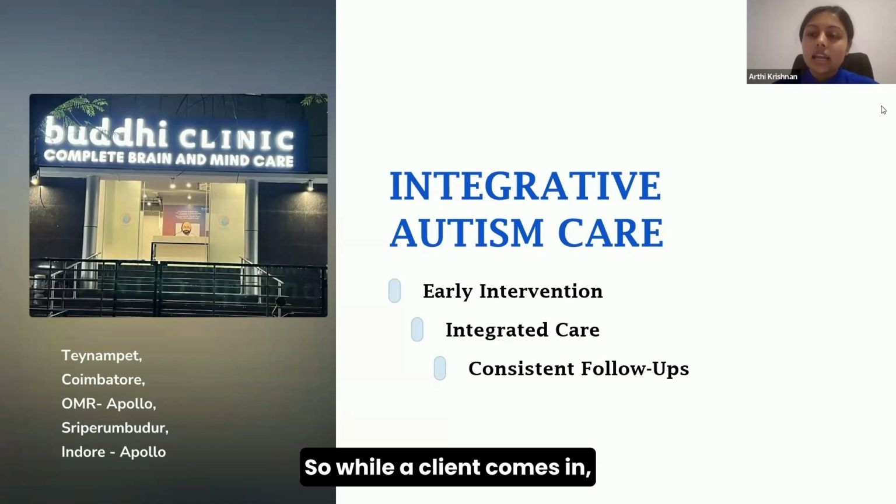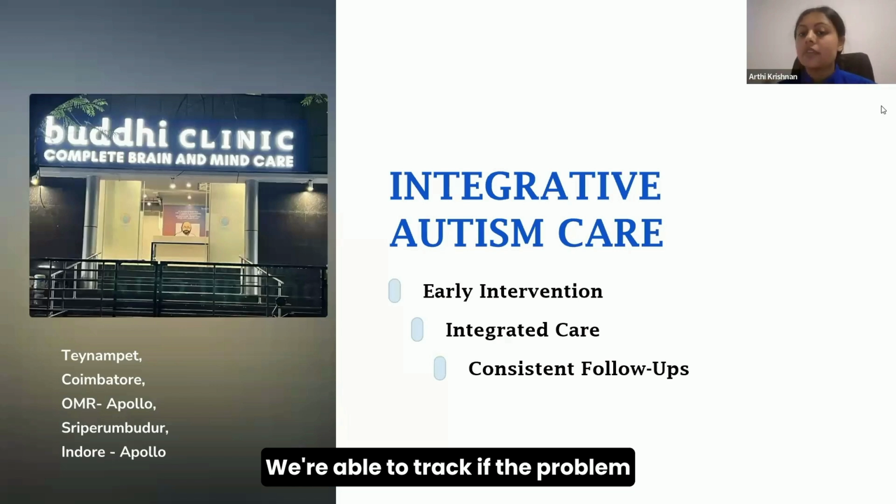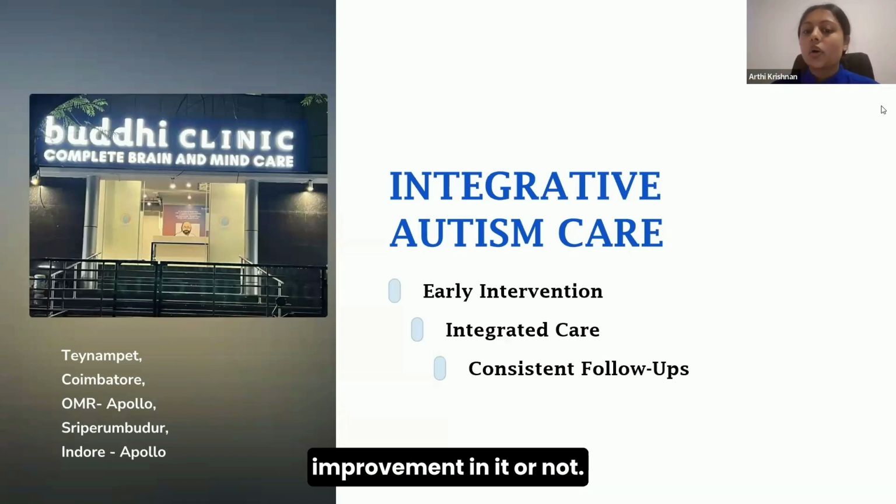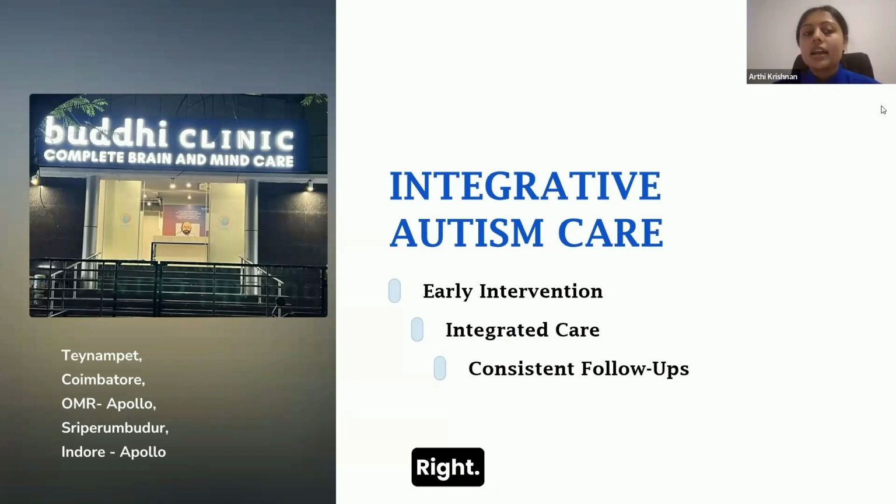So while a client comes in the start of therapy, we assess them. In the middle of therapy, we assess them. And in the end of therapy, we assess them. So doing it this way makes it systematic and we're able to track the progress. We're able to track if the problem areas, if there's any improvement in it or not, right?